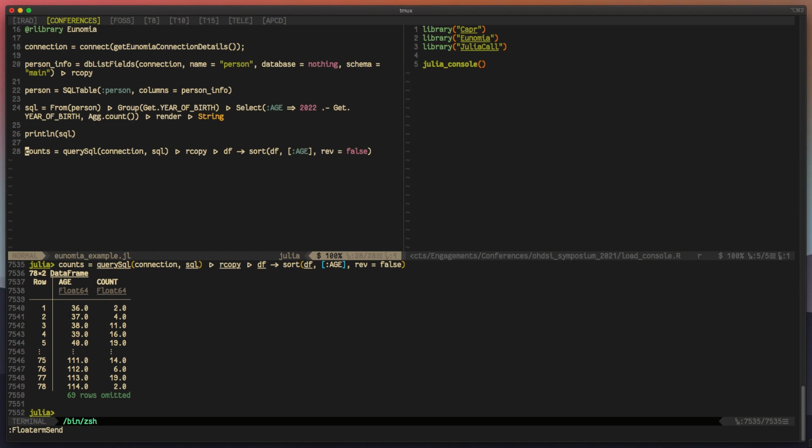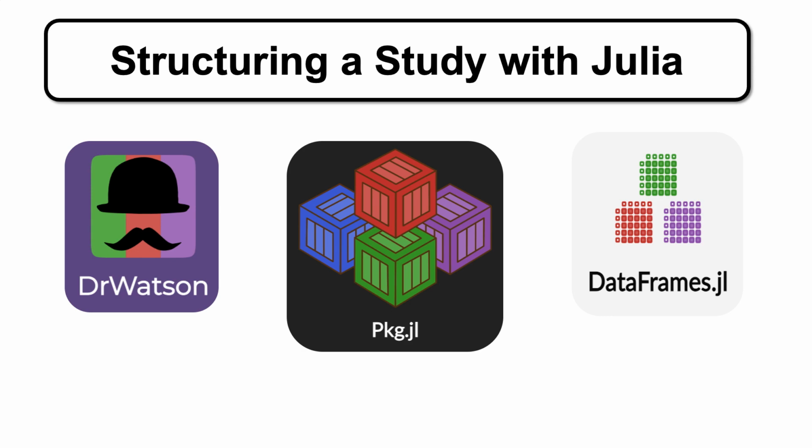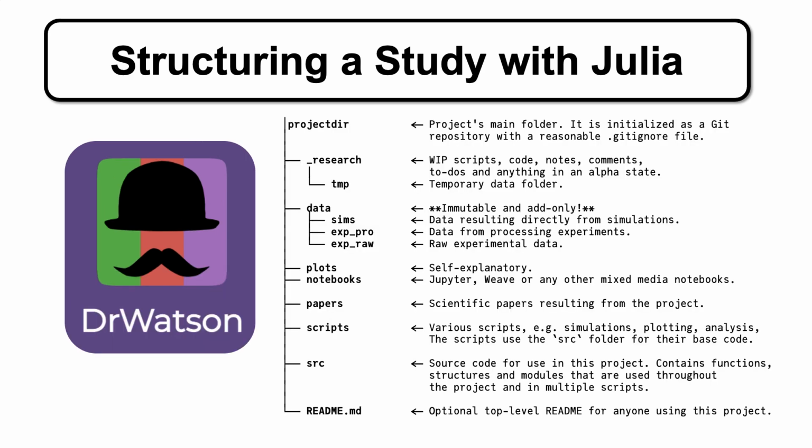And the question is, getting back to pure Julia, how do we structure this study? Well, the core driving factors here were 3 packages known as DrWatson, Packages.jl, and DataFrames.jl. Now, as Packages.jl and DataFrames.jl are pretty well known, I wanted to take a moment to highlight DrWatson. It's somewhat of a meta package that allows one to quickly and easily create a project directory structure for a given study. Seen here is the structure of the study that we followed, which had folders for research, data, plots, and so on and so forth.